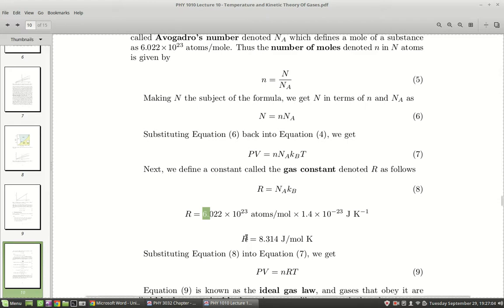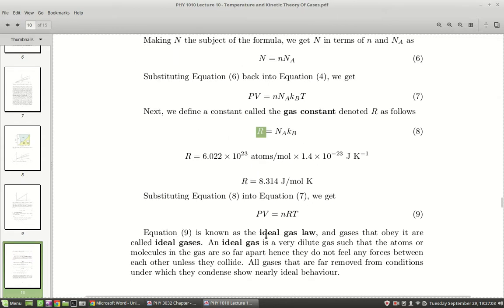Okay, R. So if we replace these guys, you end up with R here, and you end up with PV equals nRT: n, the number of moles, times the gas constant, times the temperature. Now this equation, PV equals nRT, is what is referred to as the ideal gas law. Any gas which obeys this law is referred to as an ideal gas.